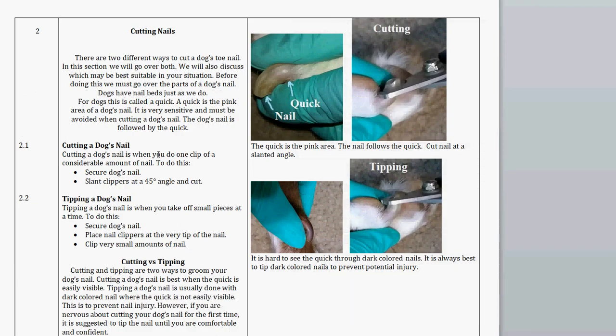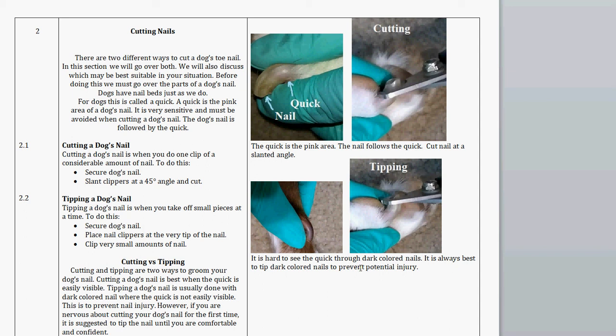Here this student, the second step covers cutting nails. She tells you why, and it gives some vocabulary, what a quick is. I didn't know any of these things when I read this. I have never owned a dog, so this is very informative and interesting to me. But she also goes into cutting a dog's nail, tipping a dog's nail, what it is, and then how to do it with the very, very detailed imagery.